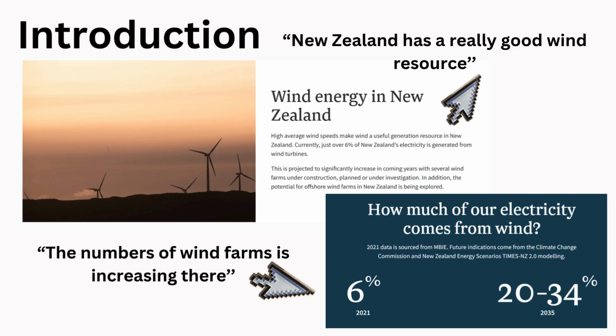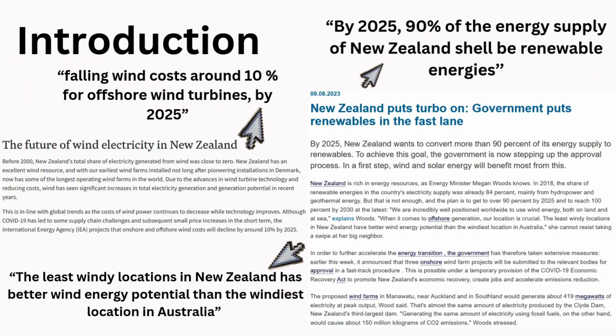They want to have over 20% of the electricity coming from wind in the year 2035. And the government supports this development. They want over 90% of the energy supply to come from renewable energies, including wind, by the year 2025. And so they create benefits for the wind energy industry, with falling wind costs of around 10% for offshore wind turbines in this time.